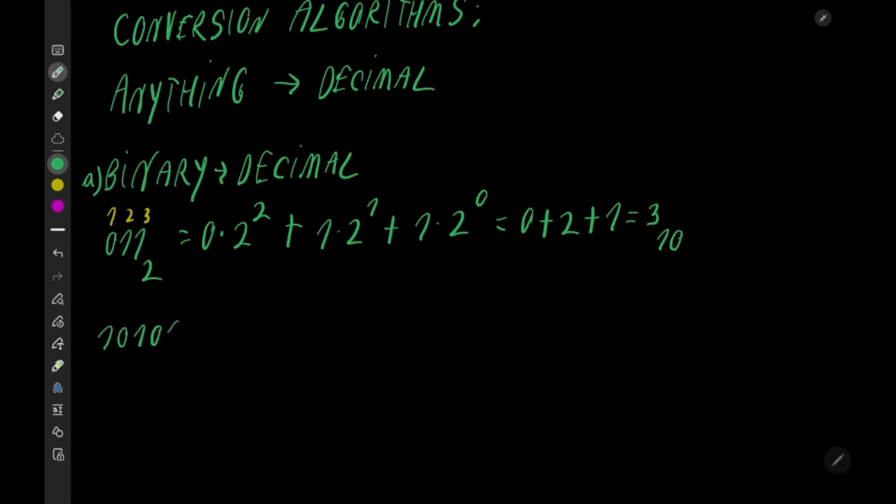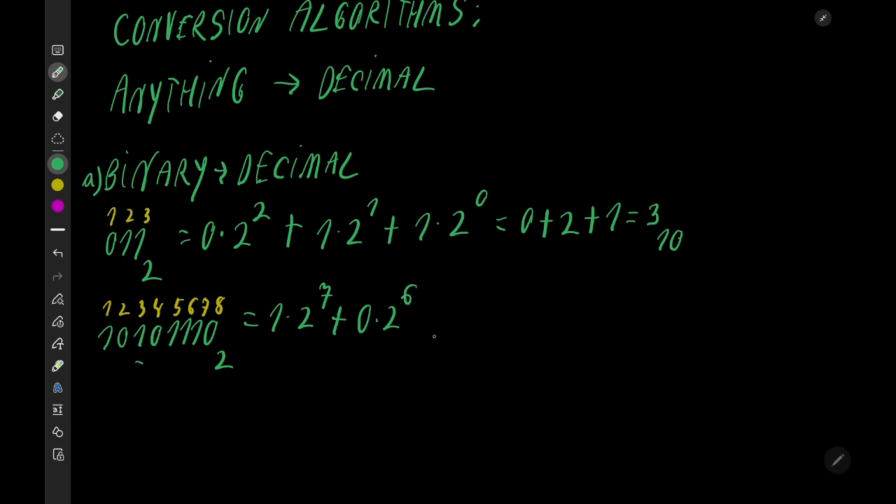1, 0, 1, 0, 1, 1, 1, 0. Now let's count the number of bits it has. 1, 2, 3, 4, 5, 6, 7, 8. This means the biggest power it can have is 2 to the power of 7. So we take them one by one. The first is 1 times 2 to the power of 7. Then the next number is 0, so 0 times 2 to the power of 6.